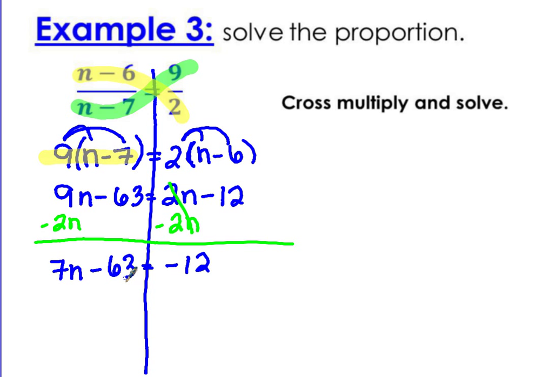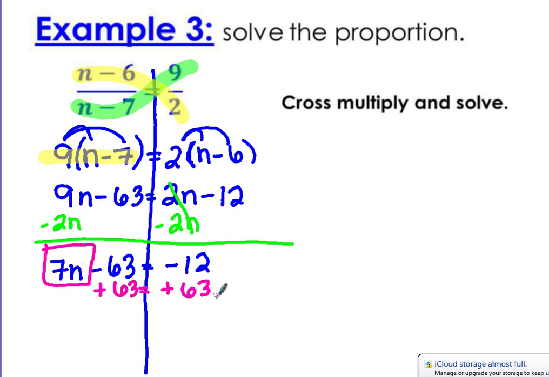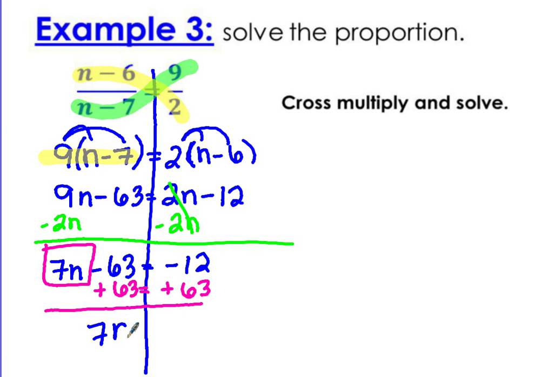So now my next step would be to box my variable, and I need to move this to the other side. So in order to do that, I'm going to add 63. That goes to 0, and I'm left with 7n on this side, and on this side I get 51. Last step, divide by 7, and I'm running out of room here, but I end up getting n equals 3.